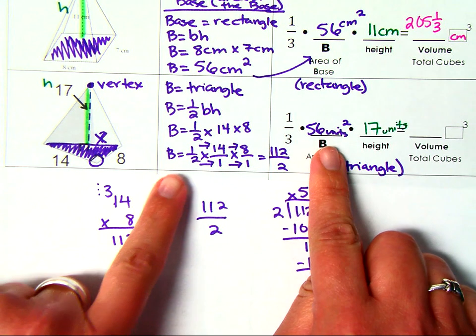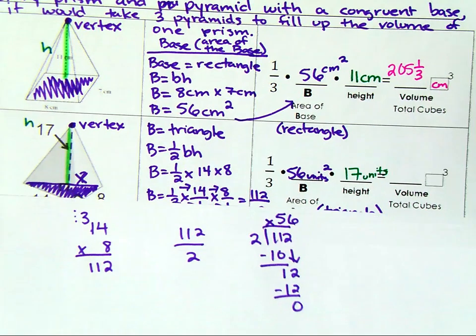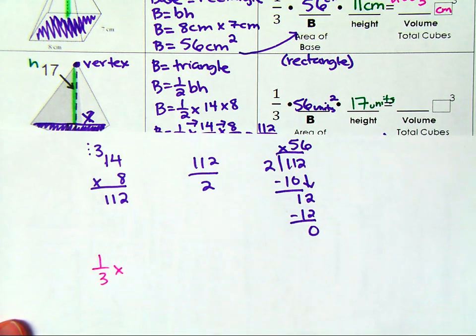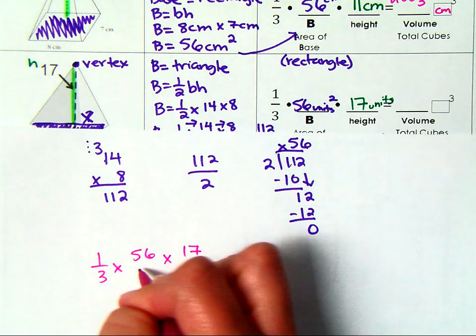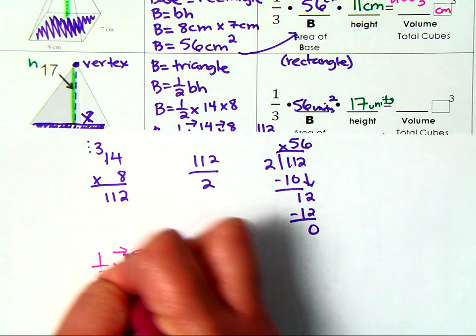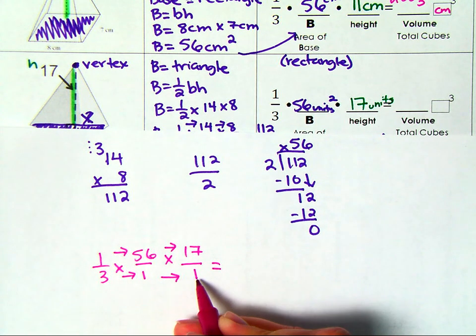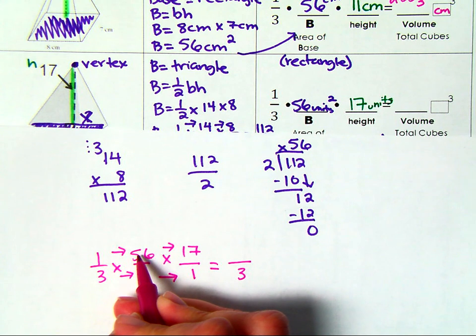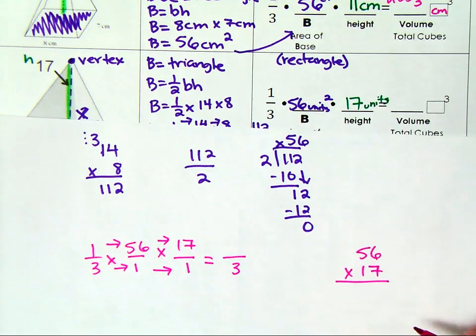So you have to find the area of the base before you can find the volume. That's why we talked about area first. So now we see that we have 1/3 times 56 times 17. So again, we're going to make these fractions, and we're going to go straight across. Well, I'm going to go ahead and show you 3 times 1 is 3 times 1 is 3. We can do that denominator first, but now we want to see what that's going to be going into in the numerator. So 1 times 56 is 56. 56 times 17. See what we get.